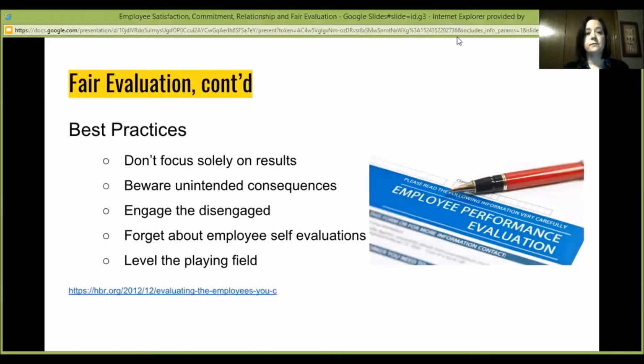Some best practices include don't focus solely on the results. You need to look at behaviors too. How did they get those results? You want to be aware of unintended consequences. So for example, if you want to set a short call time for customer service reps, in order to get that, they're going to lessen their customer service with your customers. You also want to engage the disengaged, forget about the employee self-evaluations, and level the playing field.